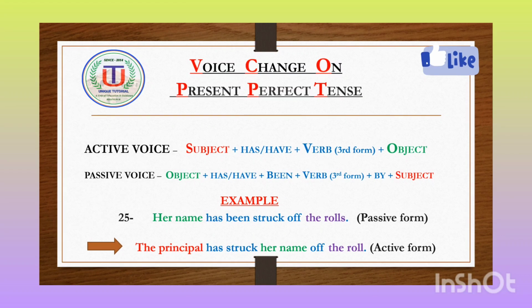Here is one more example. Her name has been struck off the roll. The sentence is in passive form and in present perfect tense. So somebody has struck off her name. So that somebody is the principal here. The principal has struck her name off the roll will be the answer in active form. You can take a different subject here. You may take teacher, you may take some other name also. It doesn't matter, but you have to place a subject here.